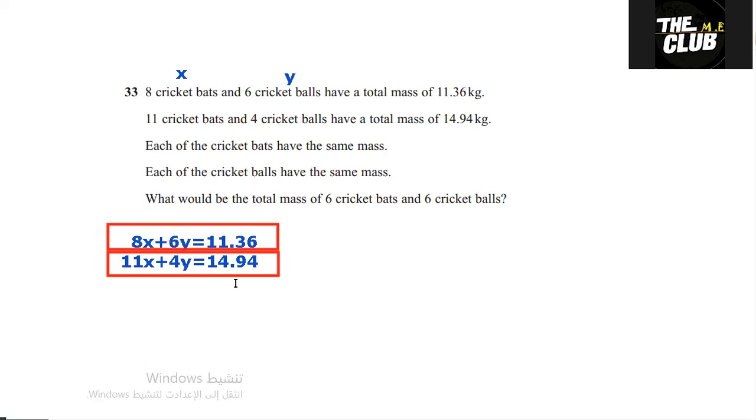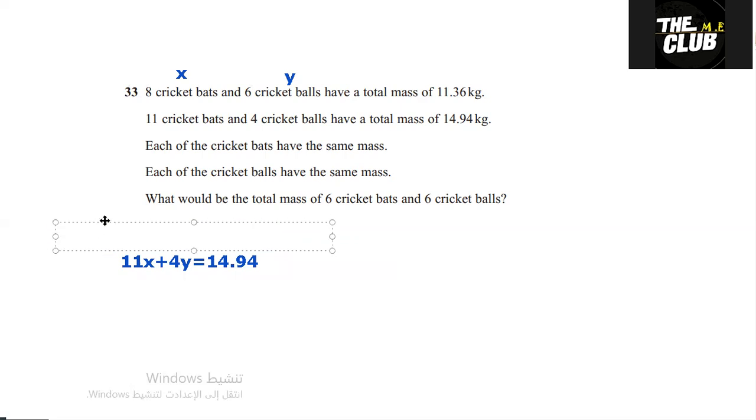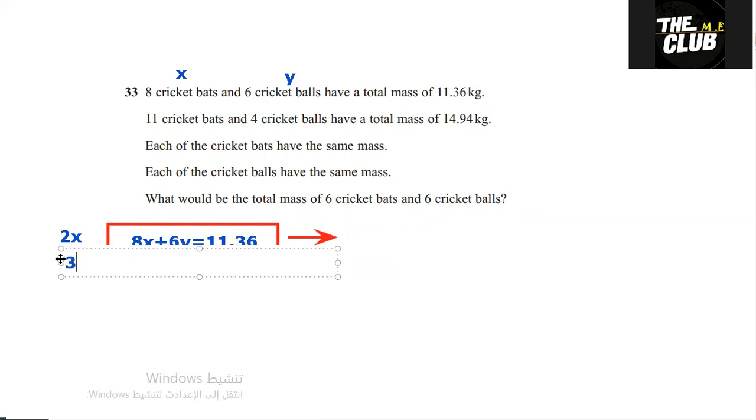First, we have to multiply the equations. Let's multiply the one on top by 2. So we're going to multiply it by 2, and we will write the answer of the second equation here. We will do the same for the second equation. We're going to multiply it by 3, and we will do the same and find the answer like this.